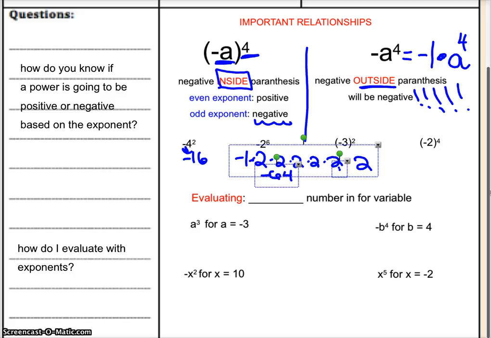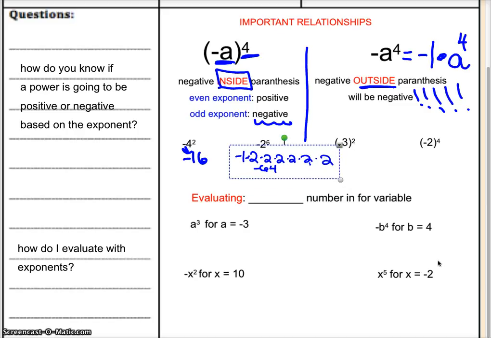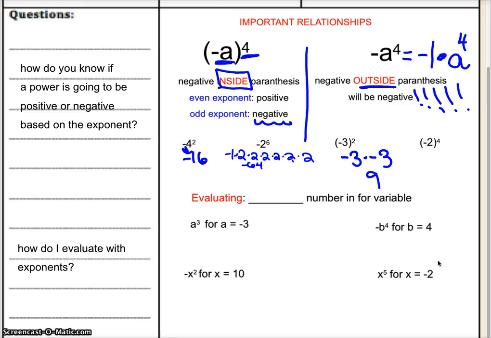Okay, the next one, the negative is part of the base because it's in parentheses. So it means that it travels along with it. Wherever the 3 goes, the negative is coming along with it. So this turns into negative 3 times negative 3. Positive 9. Again, it is following this rule, but when I first started this, I liked to expand it.